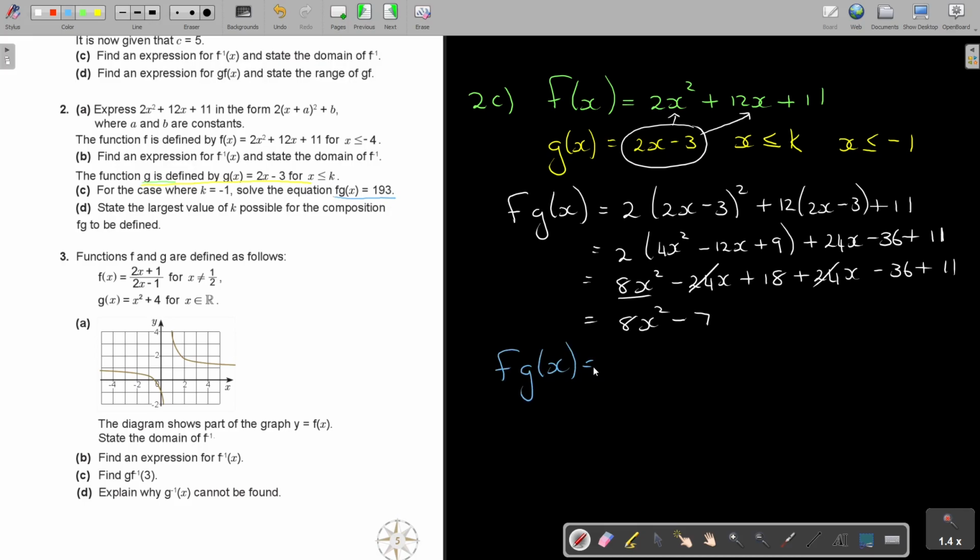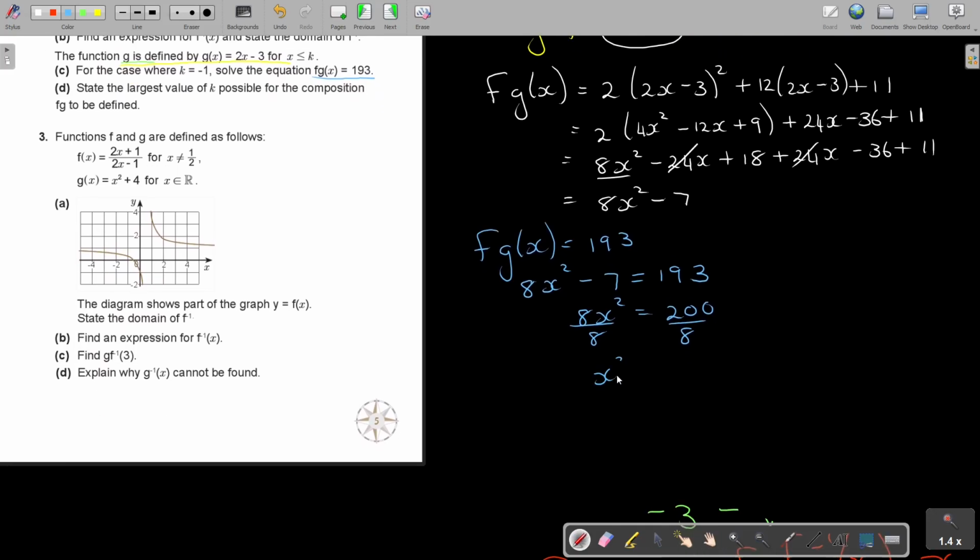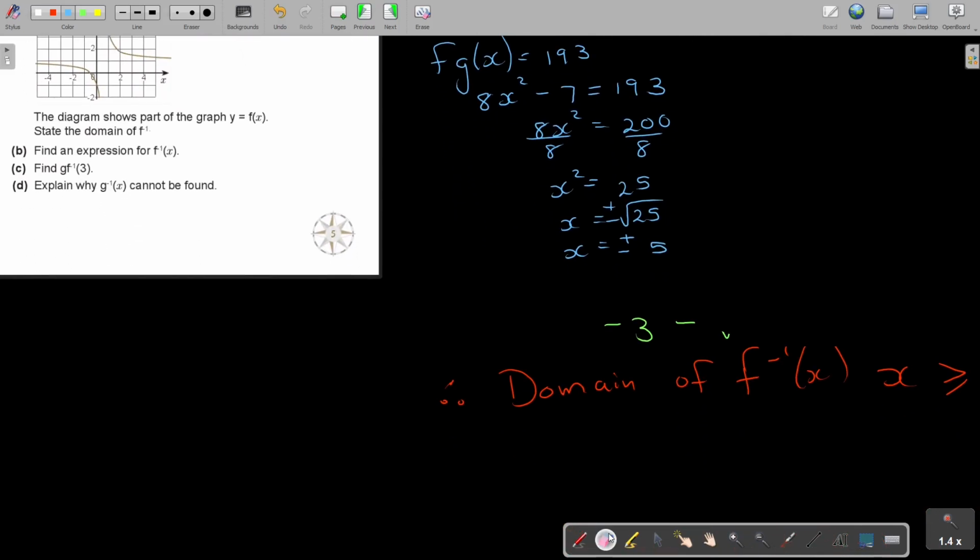Okay, but now the statement is, and check here, they say if g x equals 193. So it's 8x squared minus 7 equals 193. So it's 8x squared, and if I add it on that side, I'm going to get 200. And then if I divide by 8, I'm going to get x squared equals 25. And if I take the square root, plus minus, don't forget, then I'm going to get plus and minus 5.